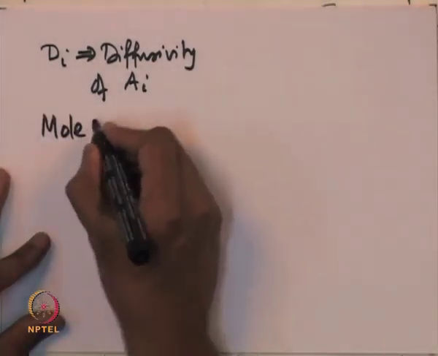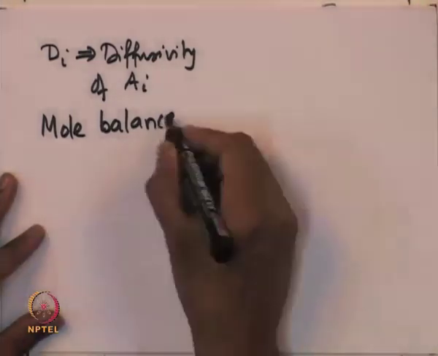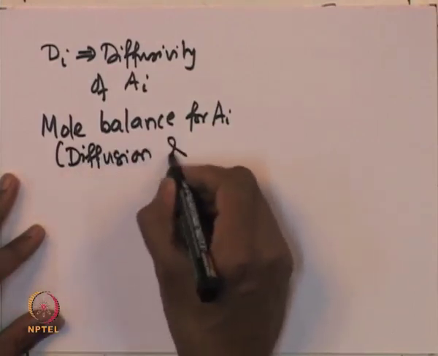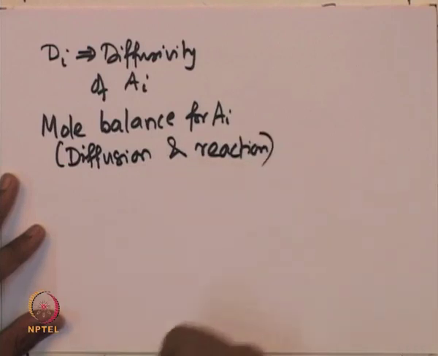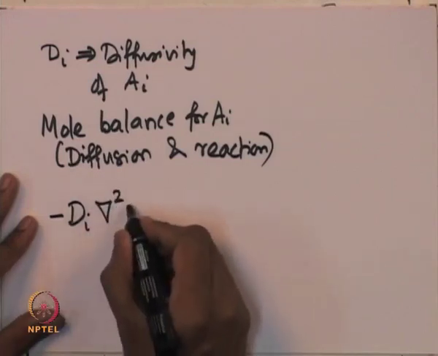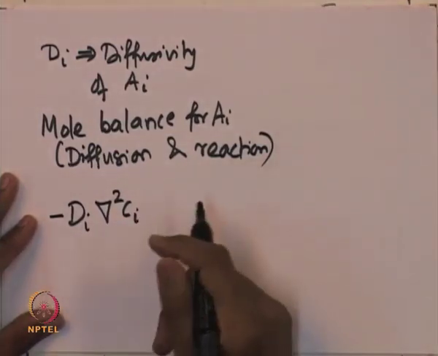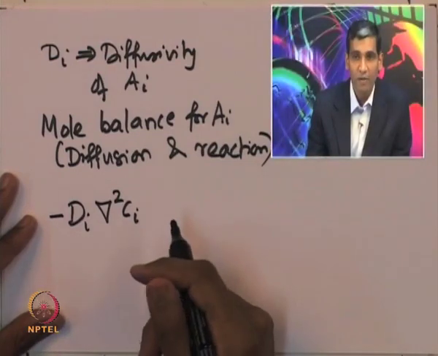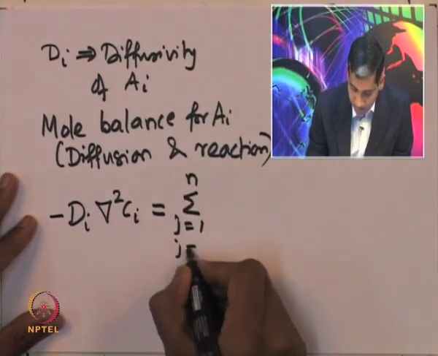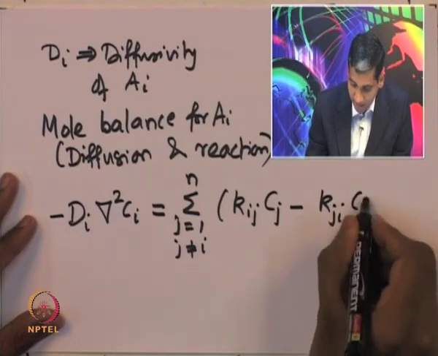So, one can write a mole balance for species I that incorporates diffusion and reaction. So, the mole balance will be minus D_i into del square C_i. So, this is the Laplacian in whichever coordinate system the pellet is designed, or the geometry of the pellet, and that should be equal to the sum over j not equal to i of k_ji C_j minus k_ij C_i.